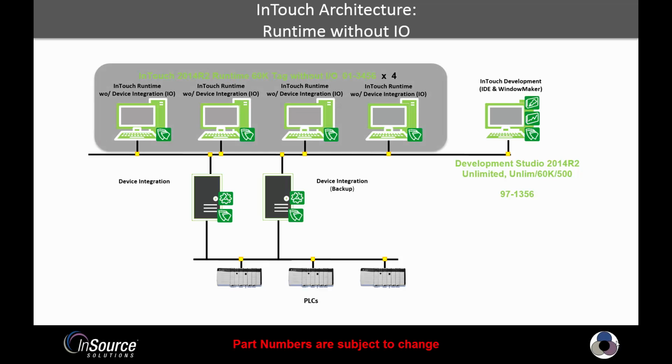Here are the part numbers. I need a part for development. I need 4 runtime without I/O. And the only reason why it says 60,000 tags at the top is because this application, in my example, is a large application. It's definitely larger than 3,000 tags. But what we should not forget is these 2 machines that are designated for device integration. They will require their own device integration server license.